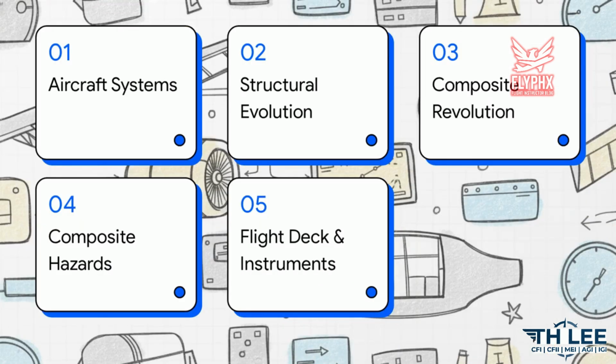Here is our flight plan for today's explainer. We'll start with number 1, aircraft systems and subcomponents. Then number 2, the evolution of aircraft structures. Number 3, we'll dive into the composite materials revolution, followed by number 4, composite hazards and protection. And finally, number 5, we'll step inside the flight deck and look at instrumentation. Let's get right into it.